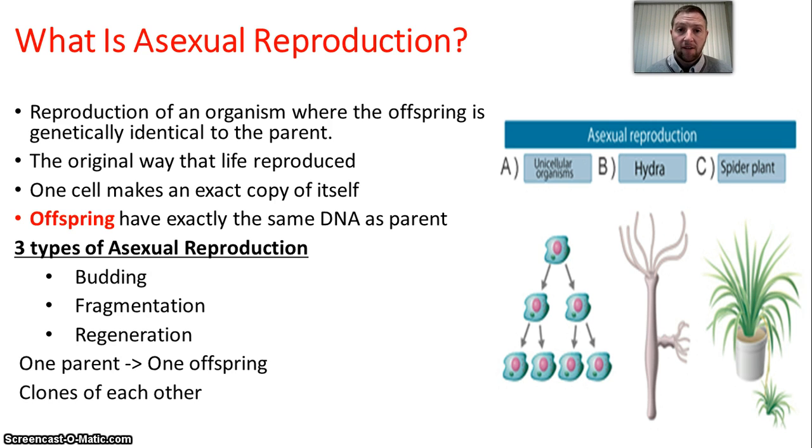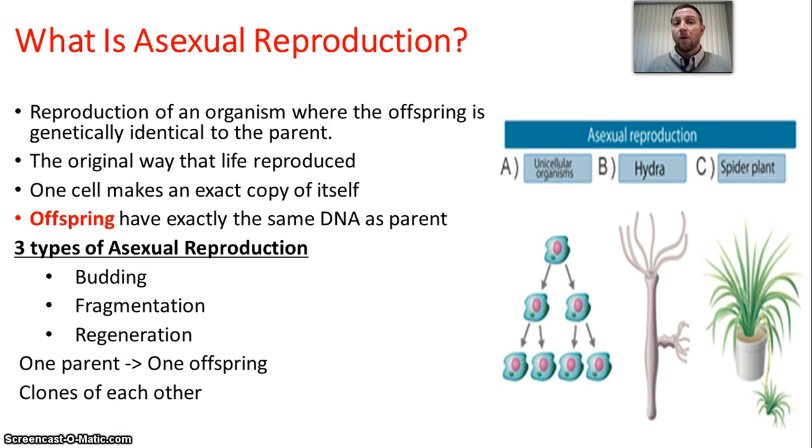Let's make sure we understand the difference. We'll take each term, one slide each, then we'll put them together at the end. Let's start off with asexual. This is the way that life originally reproduced. You had a cell, it made a copy of itself. You had a parent cell and an offspring, an identical copy.